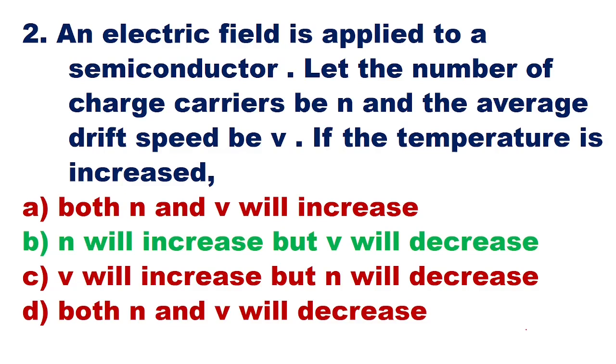Therefore, in this question, an electric field is applied to a semiconductor, the number of charge carriers is n and the average drift speed is v. If the temperature increases, what happens? When the temperature increases, the number of charge carriers n will increase and the drift velocity v will decrease. So option 2 is the right answer.